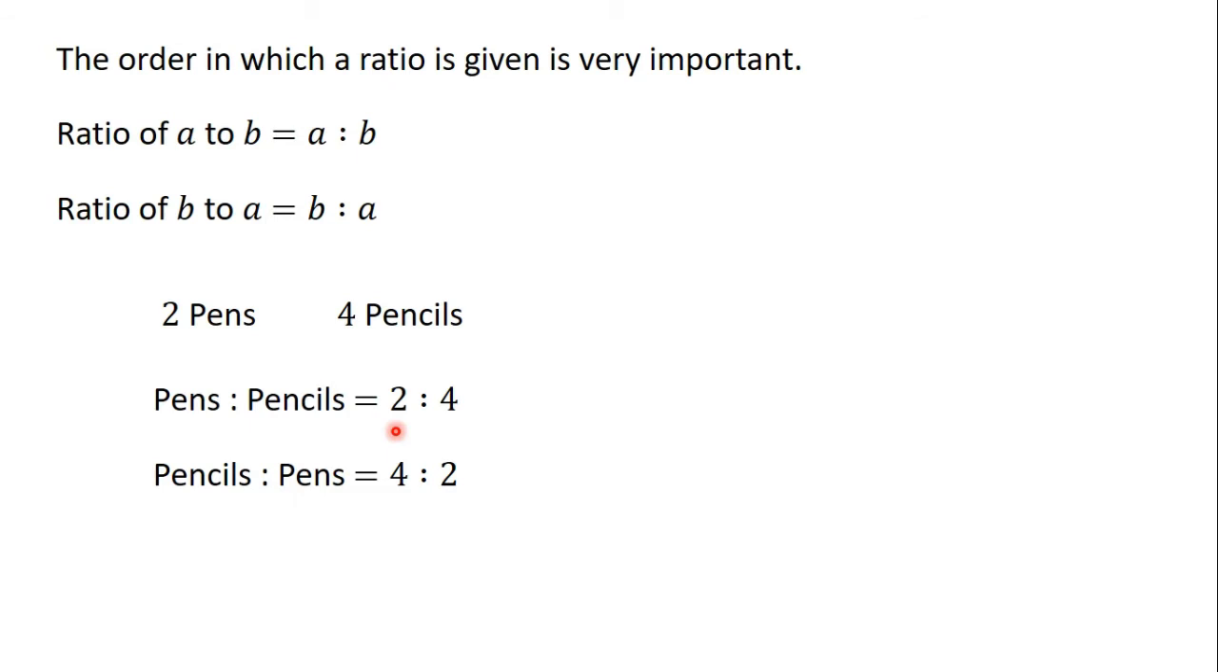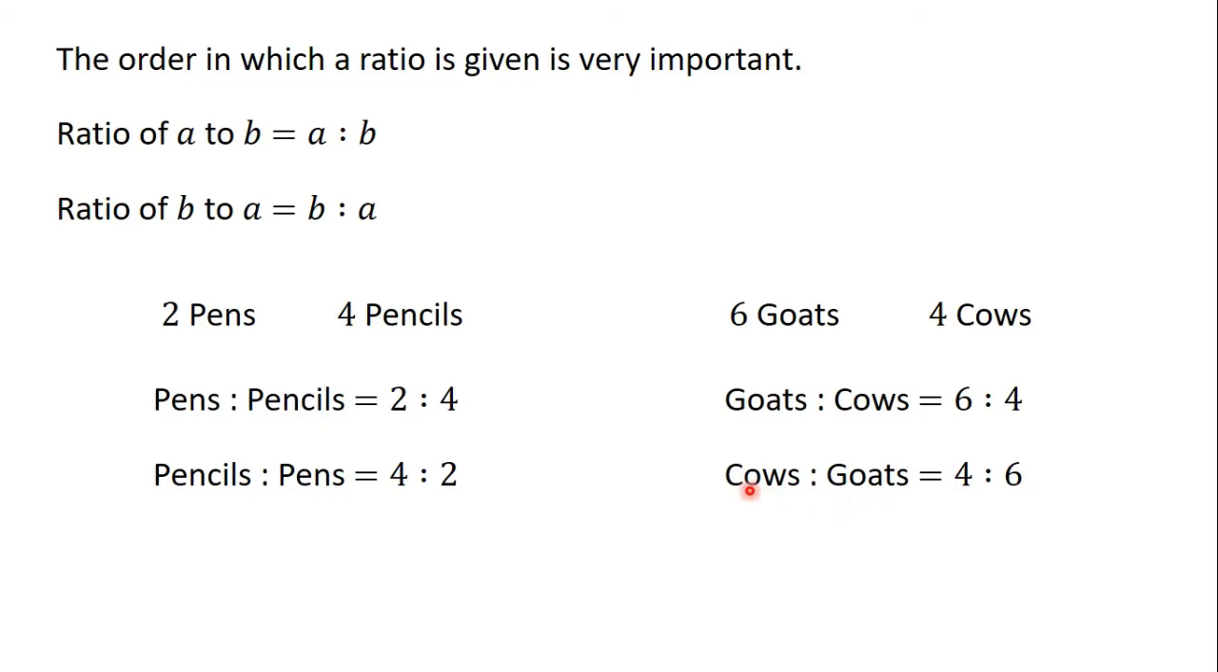Let's apply this same thing to the second example that we considered. There are 6 goats and 4 cows on a farm. The ratio of goats to cows is equal to 6:4 because the number of goats is 6, the number of cows is 4. But the ratio of cows to goats is 4:6. So the first quantity comes first, the second quantity comes second. If there's a third and other quantities, it will be written in that same order.